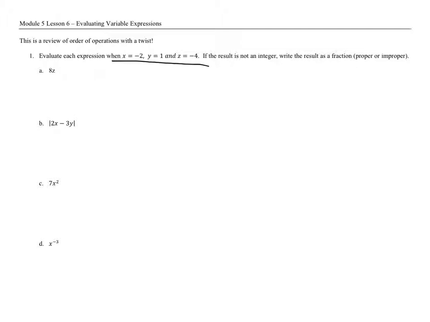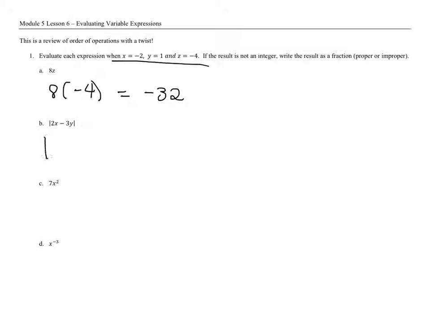So here we go for every single one of them. So A, we're going to evaluate 8z. That means 8 times the value of what z is. So it's going to be 8 times negative 4, which gives me a negative 32. So you're like, I get it. All right, so now how about B?